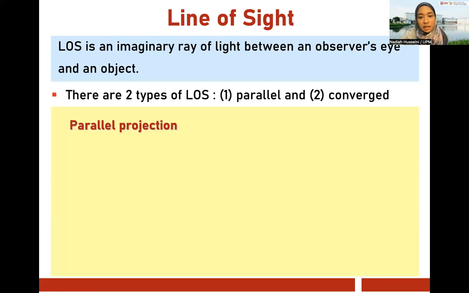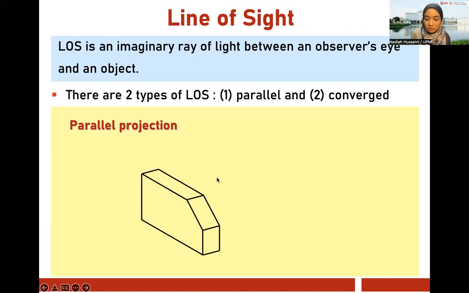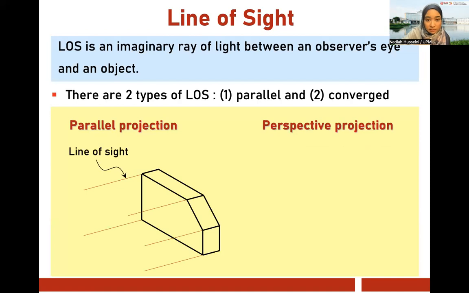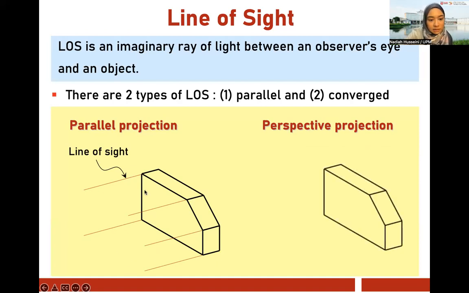So that's your line of sight. There are two types of line of sight, parallel and also converging. The one that I described to you, straight line, that's the parallel line of sight. Converging saya tak perlu nak tunjuk. So how does the parallel projection look like? So this is your object. So I'm drawing lines from the edges of this object. And this is called the line of sight. I imagine that my face is over here. I'm just looking at it in parallel.